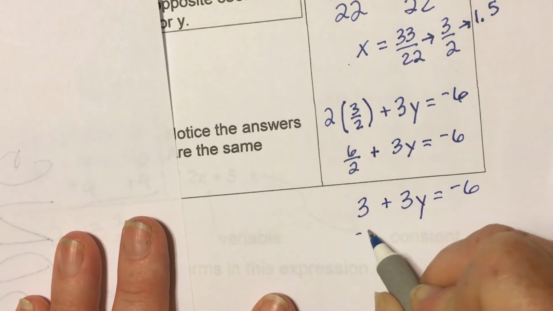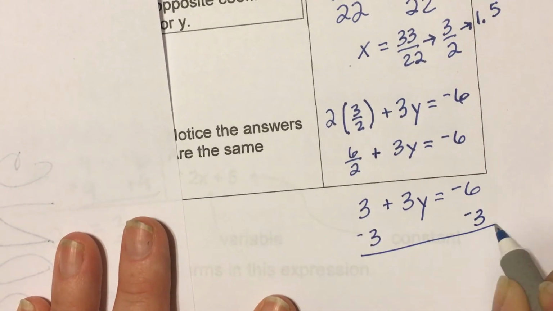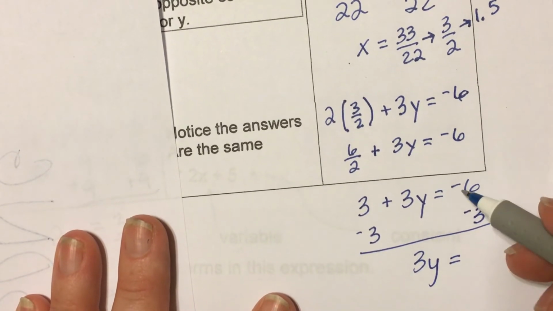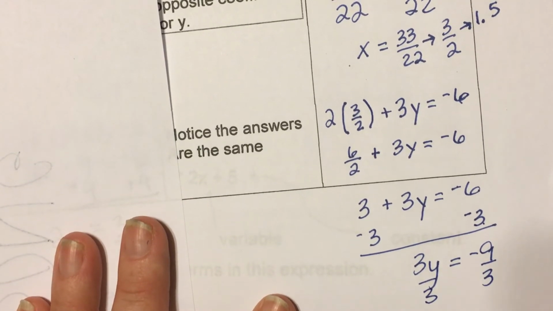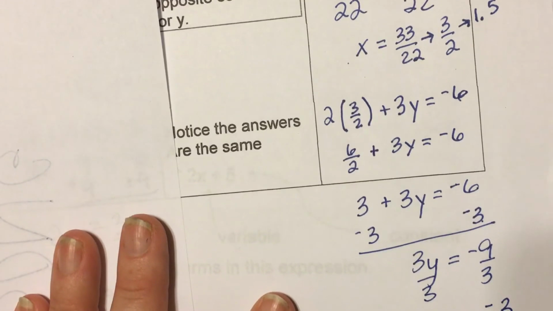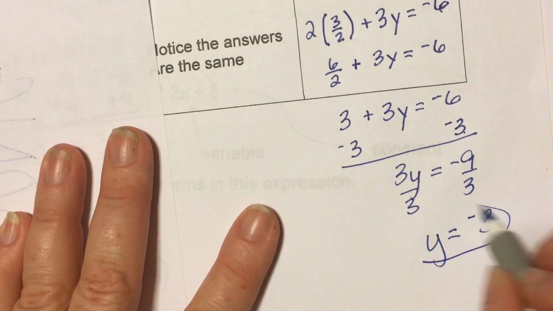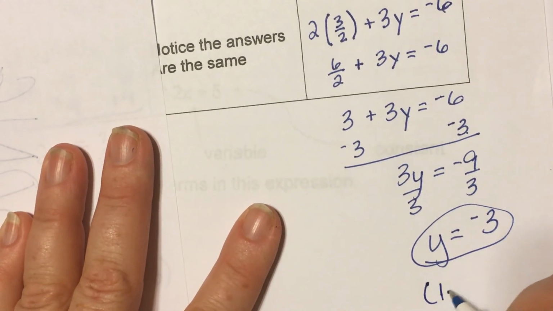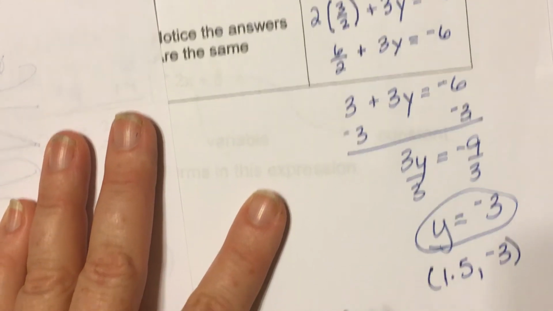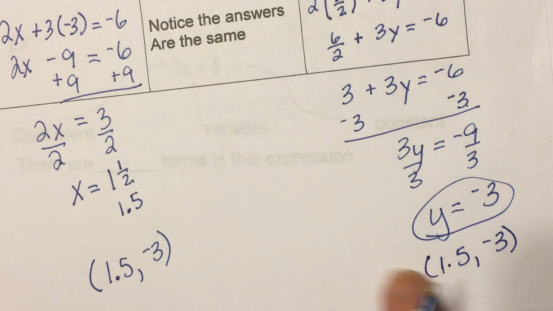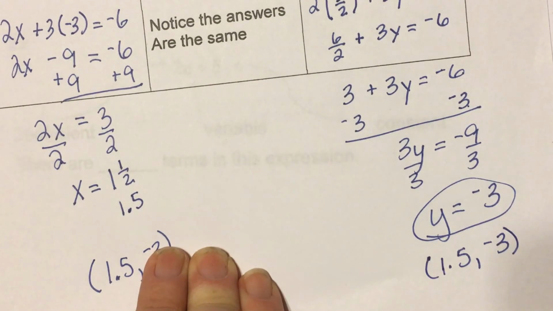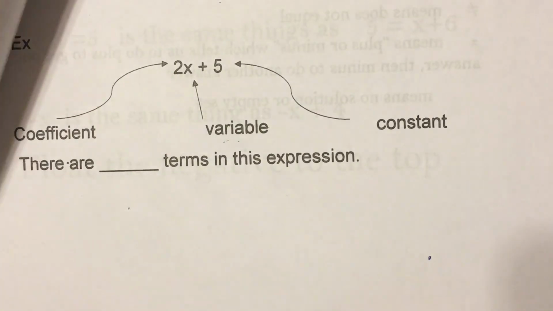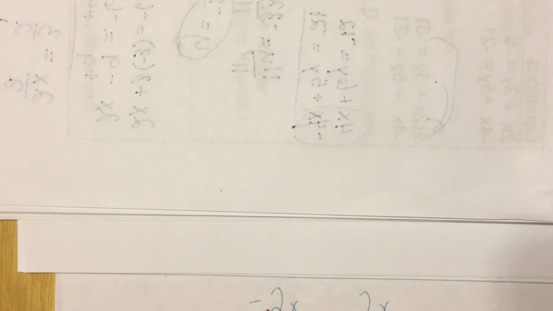And now I can subtract 3. I have 3y, and again, touch math, -6 minus 3, -9. Divide by 3, y equals -3. So, my answer again is 1.5, comma, -3. Does that look familiar? It sure does. It should, at least. So this is one of those problems that you can just do, and you just are creative with these, okay? We'll have another video eventually where I can show you how to eliminate fractions if you need to. Okay? Thank you.